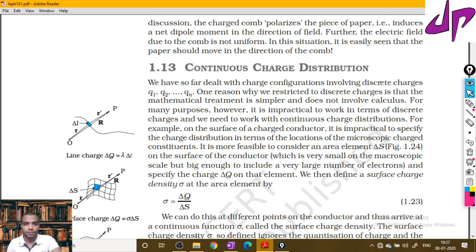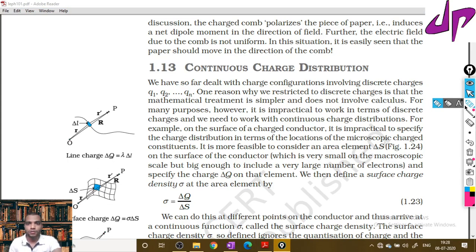Hi guys, today's class I would like to discuss continuous charge distribution. So concept number 1.13, continuous charge distribution. Till now we discussed what are the charge effects if the charge is a single charge or a dipole. Now we are extending the concept.